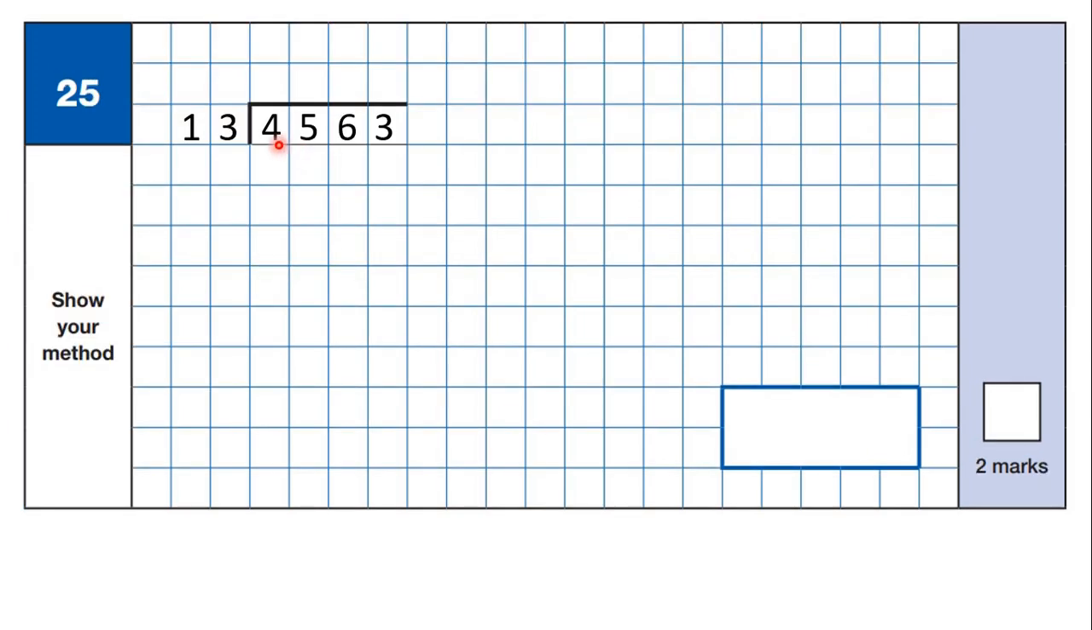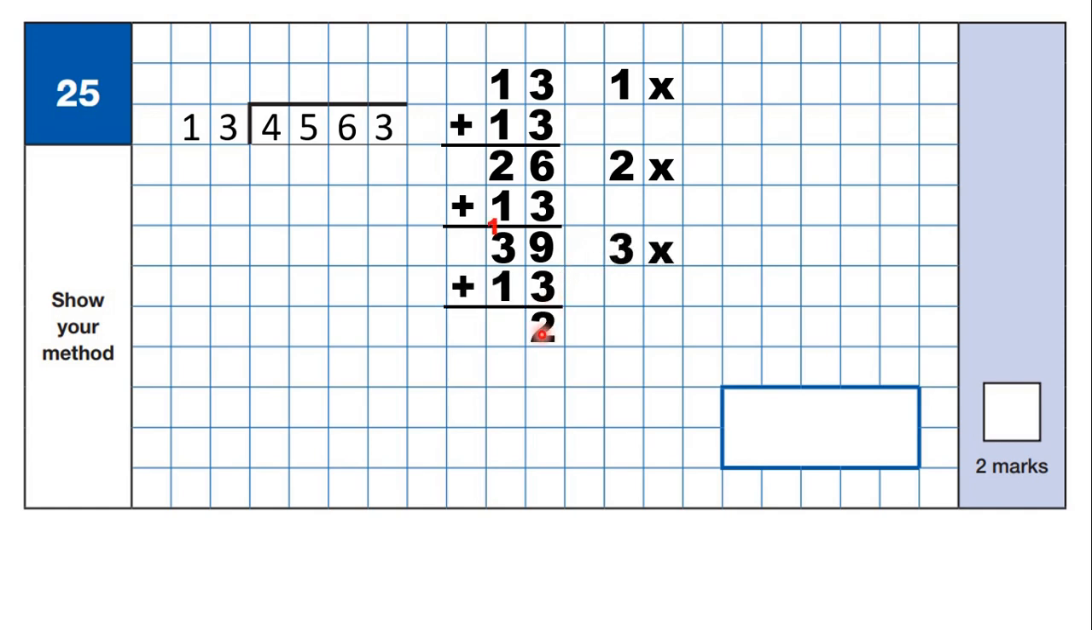Question 25. 4,563 divided by 13. So first we need to work out our 13 times table. 13 is of course 1 times 13. If we add another 13, we get 26 for 2 times. Another 13 gives us 39 for 3 times. We get 52 for 4 times, and then another 13 gives us 65 for 5 times. Now once I've got to 5 times, I usually like to look back at the question, and then if we need to write any more, we can do so later.